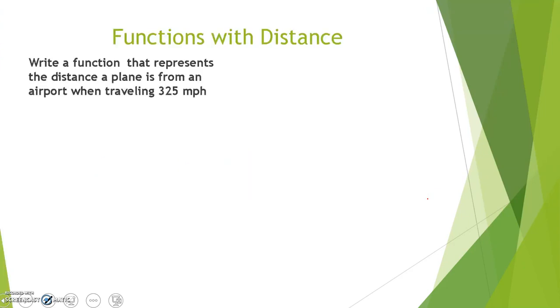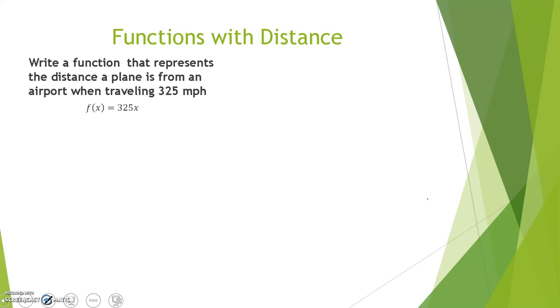Let's write a function, first of all, that represents the distance a plane is from an airport when traveling 325 miles per hour. We could describe this function as f of x equals 325x, simply because in 1 hour, the plane is going to be 325 miles away. And in 2 hours, it'd be 325 times 2, or 650 miles away. We can just multiply 325 times the number of hours and get the distance the plane is from the airport.